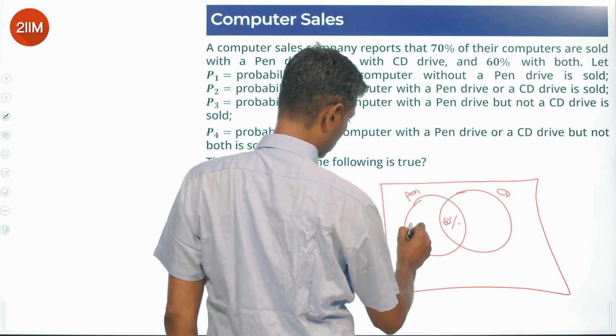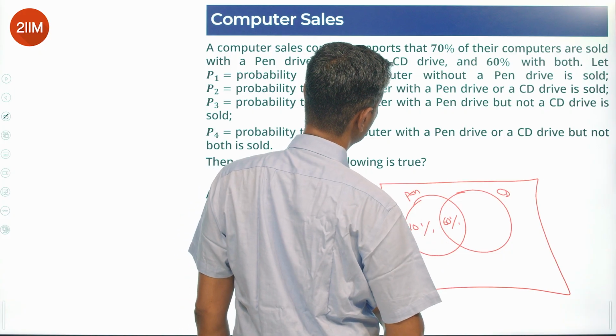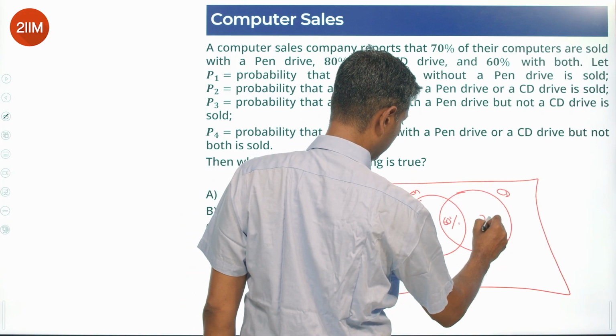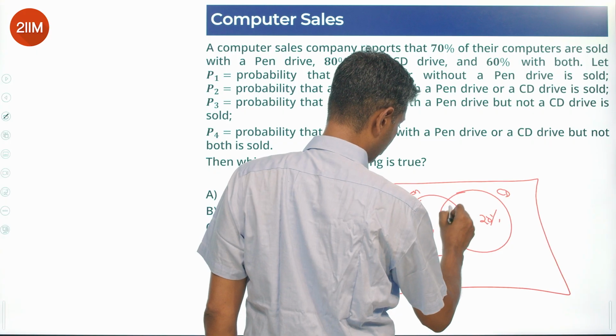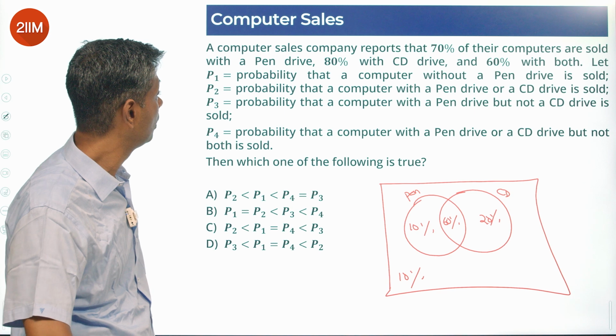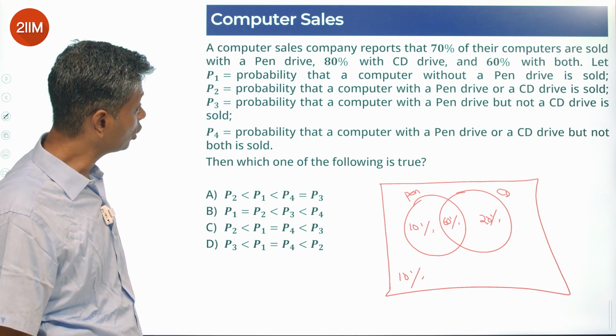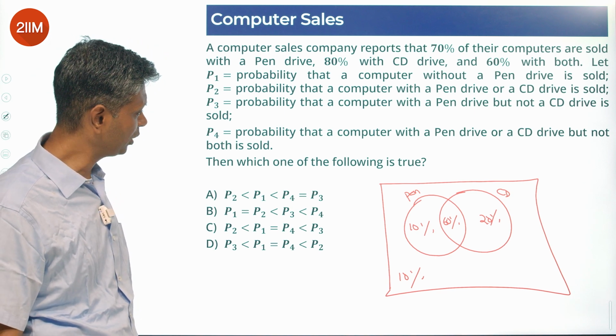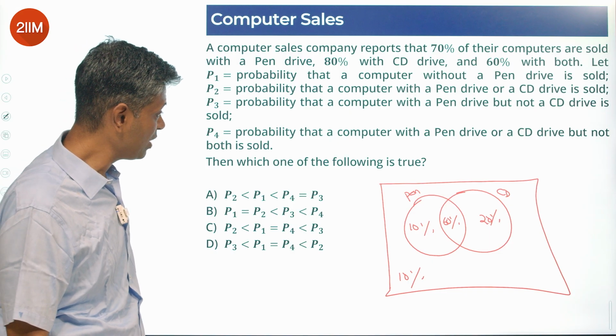With pen drive is 70, so this is 10%. With CD drive is 80, so this is 20%. Add this up, 10, 70, 90, is 10% outside. Nice. P1 is the probability that computers without a pen drive is sold. Without pen drive.